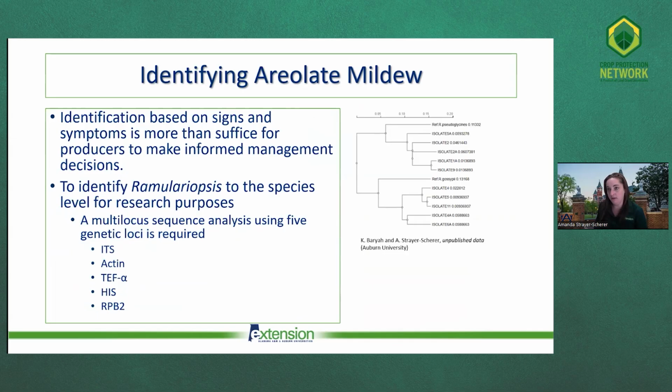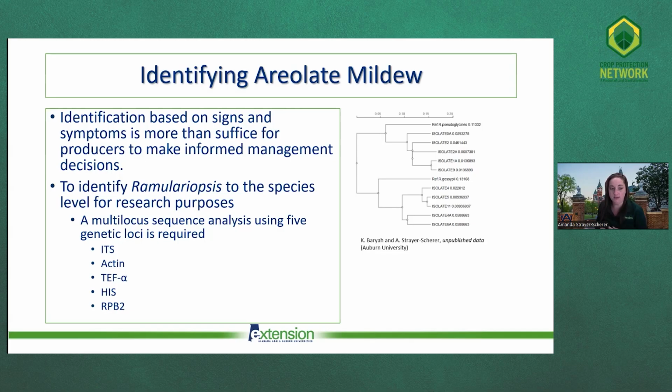But if you're in cotton research and you want to work on areolate mildew and Ramularia, if you want to know what it is in terms of the species level for identification, so determining if it's gossypii or pseudoglycines. I have a graduate student, Kimi Bariar, who started with a master's with me and is now a PhD student. So she's been working on this for a few years now. And we really struggled initially to get thorough identification to a species level of these pathogens.